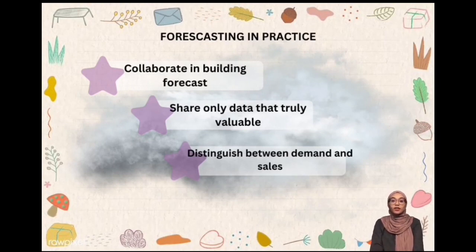Secondly, share only data that is truly valuable. In the context of forecasting, it's essential to be selective about the data shared within the organization. This ensures that decision makers have access to the most critical and actionable insights. Streamlining data sharing also helps to prevent information overload and allows teams to focus on key factors influencing demand, making the forecasting process more efficient and effective.